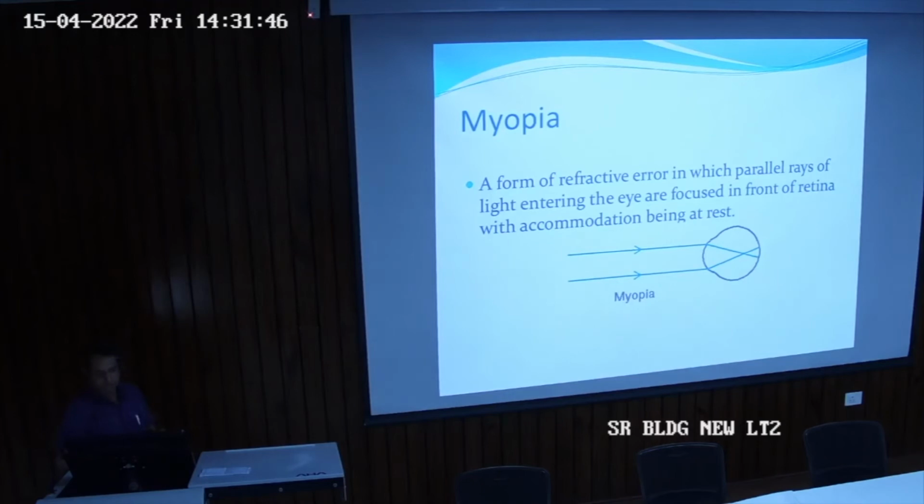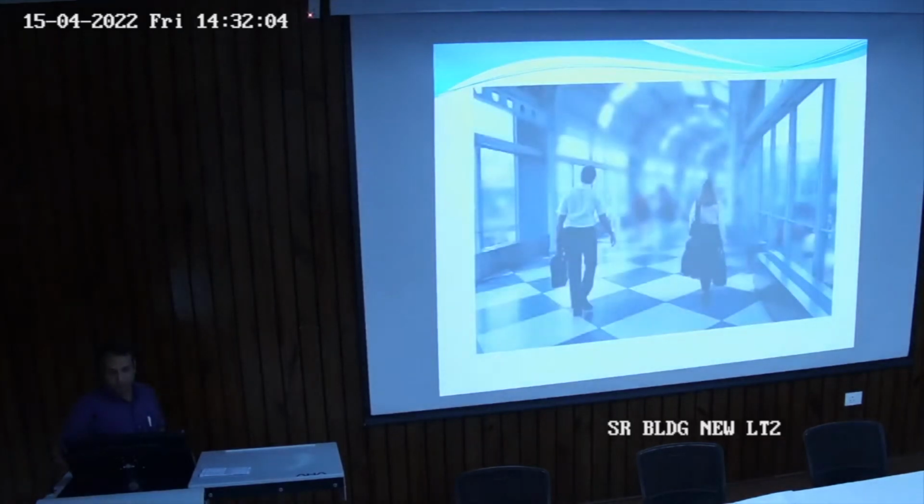A form of refractive error in which the parallel rays of light entering the eye are focused in front of the retina with accommodation being at rest. So these blue lines coming are focusing in front of the retina. That condition is called myopia. So you will see in this picture, near objects are seen clearly while distant images are blurred.